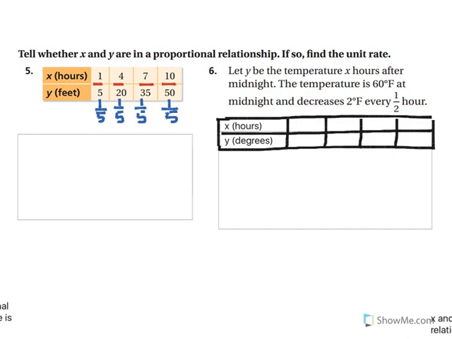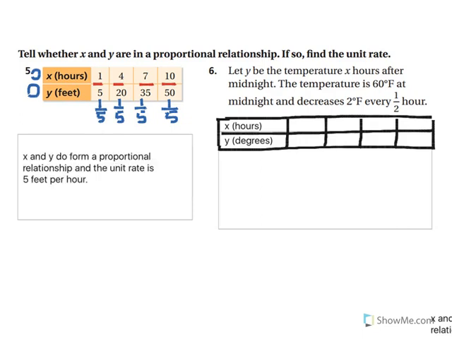So, if we look at the x values, for every 1 x goes up, y is going up by 5. So if I subtract 1 from the 1 here, it gets me to 0. If I subtract 5 from the y, it gets me 0 as well. So I am at 0, 0. With that being the case, I can say that x and y do form a proportional relationship, and the unit rate is 5 feet per hour. Hopefully that makes sense to you.